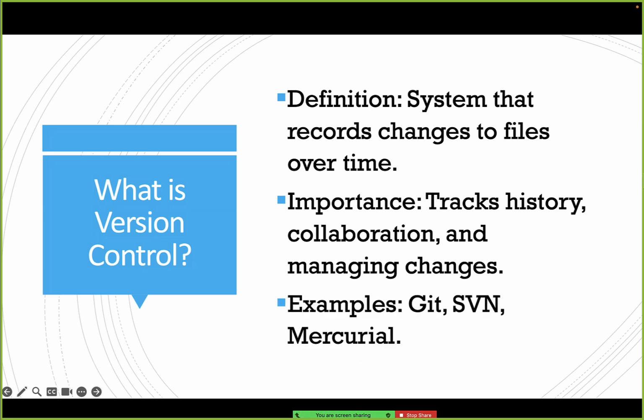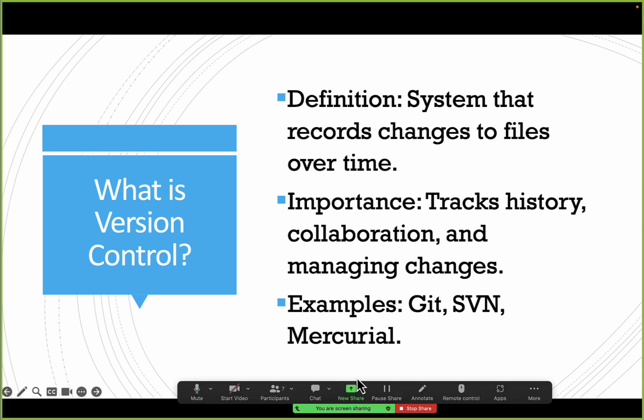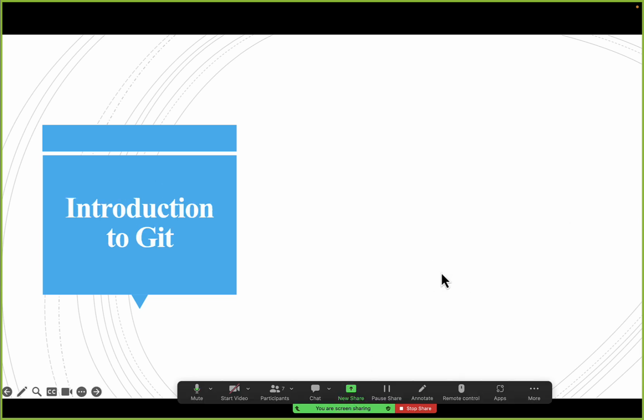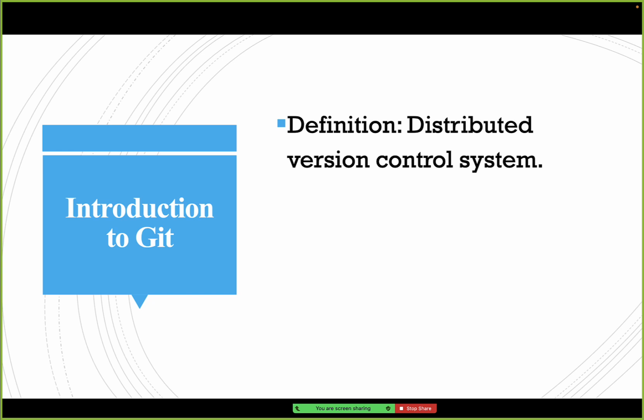So we have different platforms of version control software. The first one is Git, the most popular. Another one is SVN. Another one is Mercurial. All those are different types of version control software. However, the most popular one is the one that we're going to cover, which is GitHub or Git.